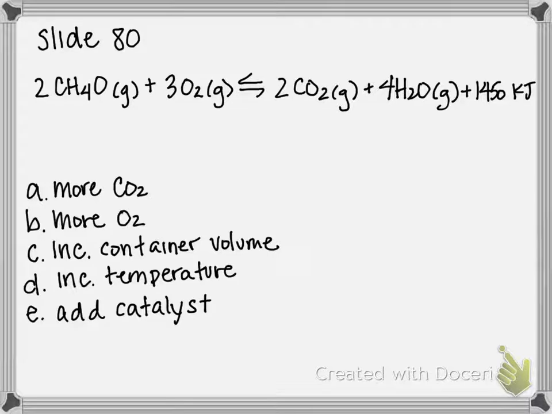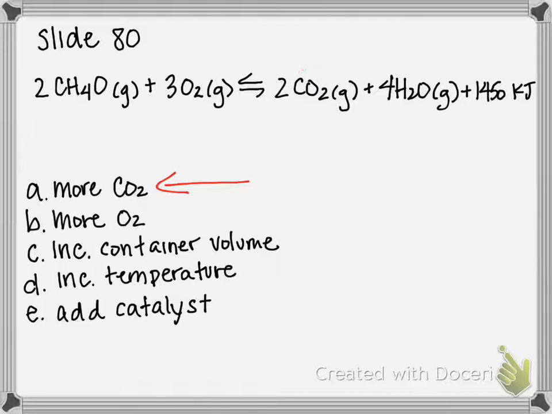So for increasing the concentration, adding more CO2. CO2 is over here as a product. If we increase that concentration, my equilibrium is going to shift away from that change. Because we've added more CO2, the reaction wants to get rid of it, so we're going to shift towards the reactants. So our reaction is going to shift left.